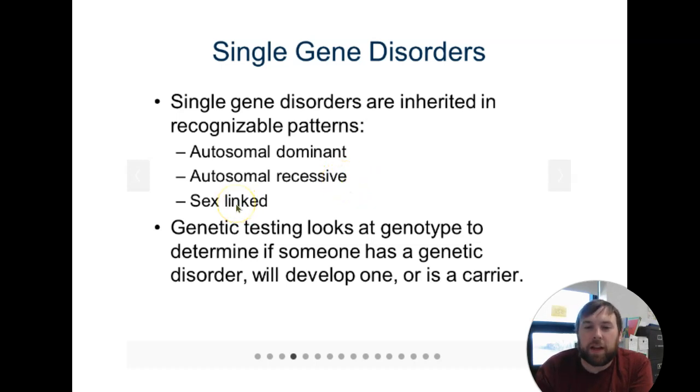Additionally, we might have sex-linked gene disorders, meaning that the chromosomes that have the sex genes on them have other genes on them as well, so those individual genes could be changed in order to have a disorder occur, such as colorblindness, for example. That is a sex-linked genetic disorder because it's on the sex chromosome.